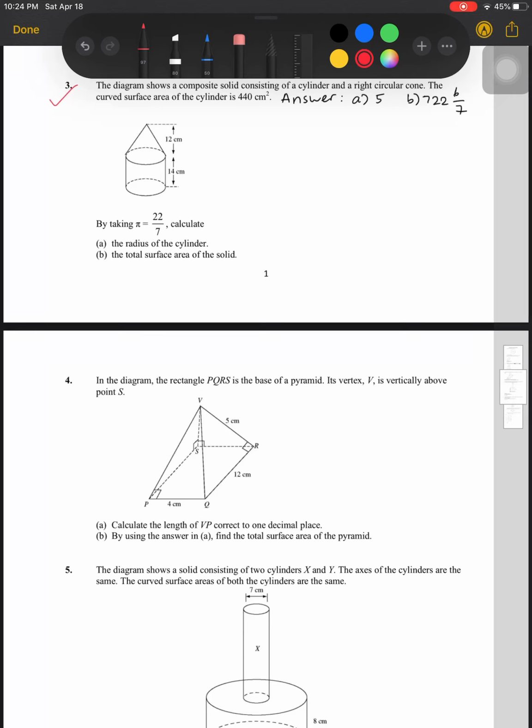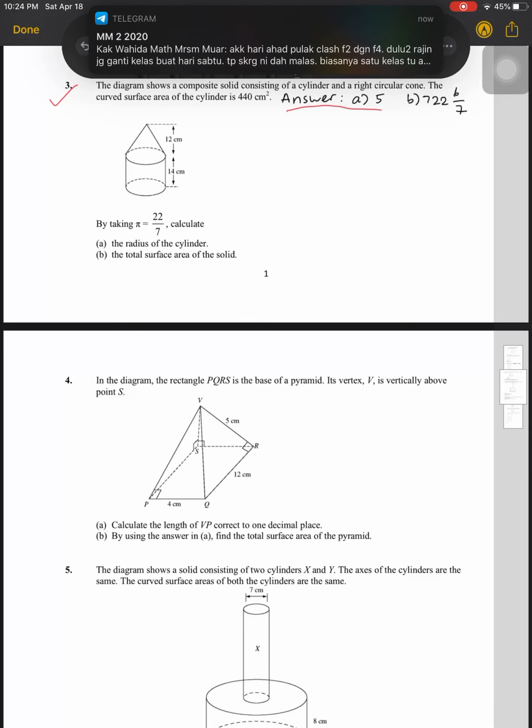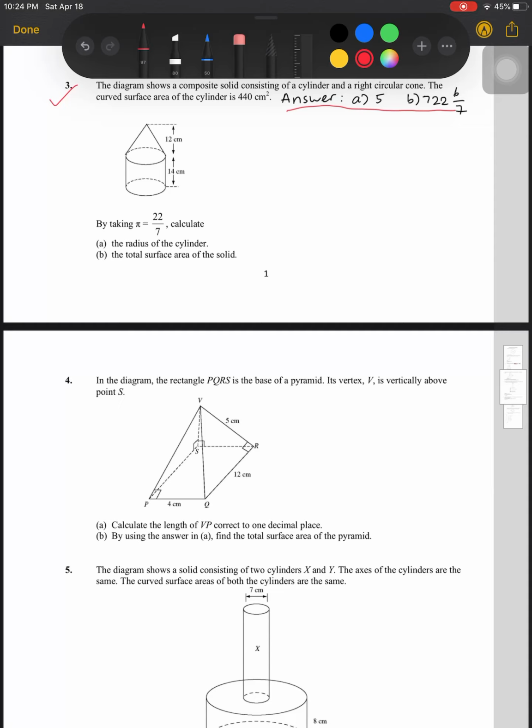Today I'm going to solve question number 3, something related to surface area and volume of a 3D geometry shape. The question says that the diagram shows a composite solid consisting of a cylinder and a right circular cone. The curved surface area of the cylinder is 440. I have written the answer here so that we can check whether we get the right answer or not.